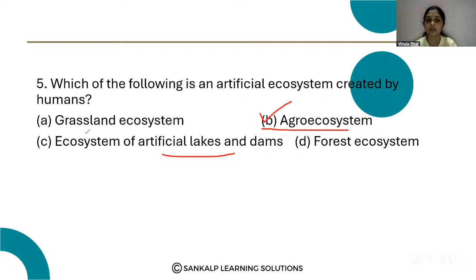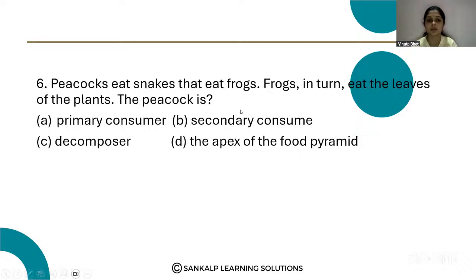Okay, so now suppose they had given grassland ecosystem, forest ecosystem, ecosystem of artificial lakes and dams, and a pond ecosystem option, then the most suitable answer would be option C. But here they had provided both agroecosystem and ecosystem of artificial lakes and dams, so the better option is option B. Okay, option B is the correct one. I hope you understood.